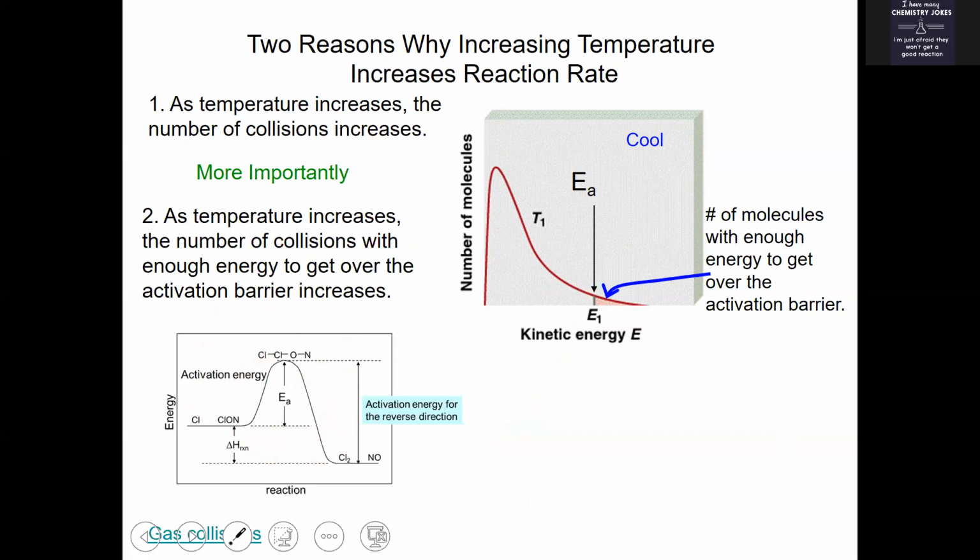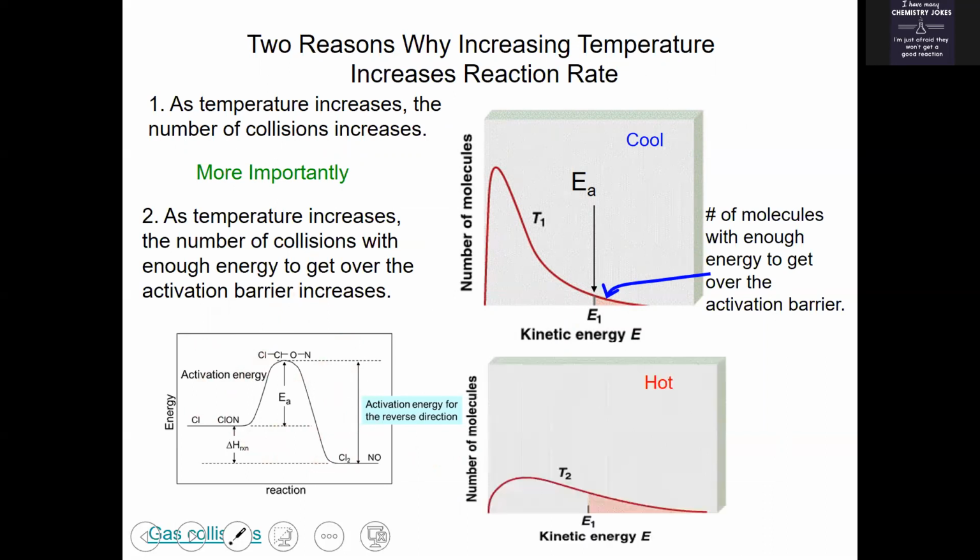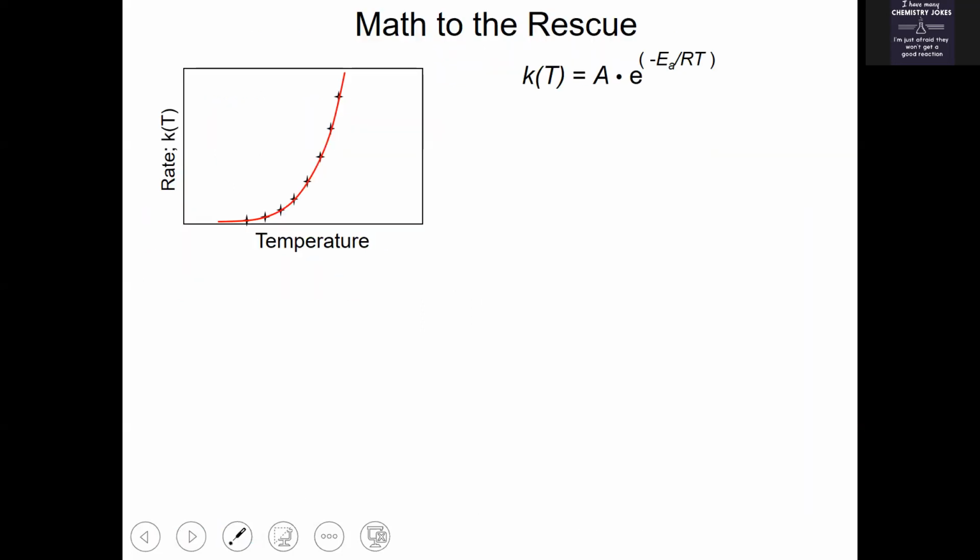If you heat that reaction, we'll say it's a gas, the whole curve spreads out, and you have a greater spread of kinetic energies of your molecules. There are many more molecules shaded under the pink area of that curve. So there are many more molecules that have enough energy to get over the activation barrier. So the number of collisions and the activation energy are the two major things that tell you how temperature affects the rate constant. This Arrhenius equation is an exponential equation.